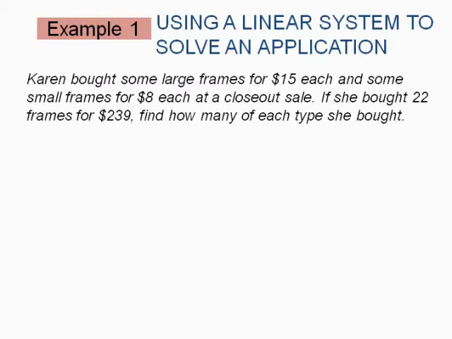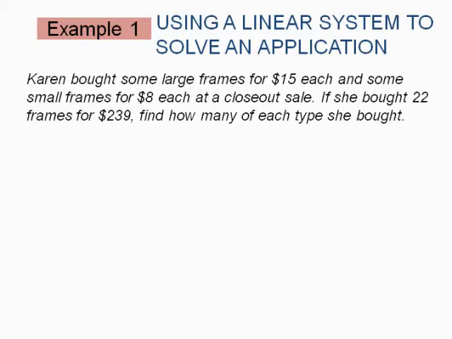All right, so let's go ahead and run through several examples here, and hopefully this will carry you through the rest of what you need to do in the Math Excel homework or in class. Example one: Karen bought some large frames for $15 each and some small frames for $8 each at a closeout sale. If she bought 22 frames for $239, find how many of each type she bought.